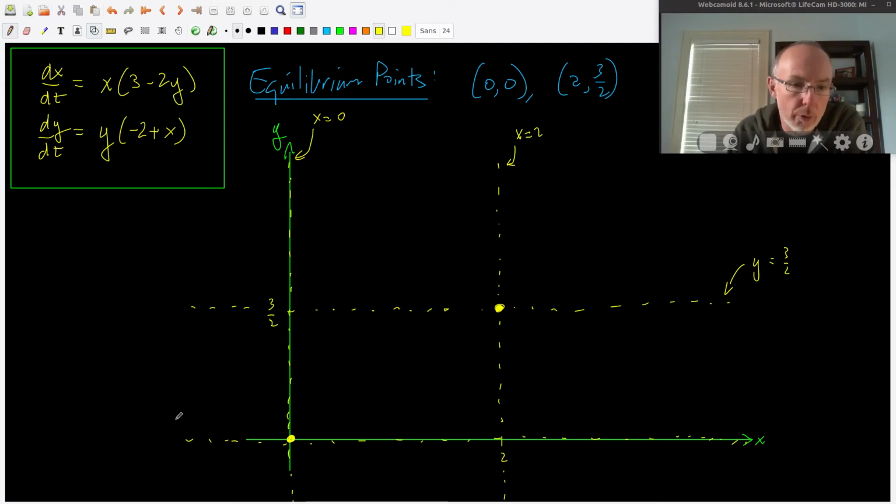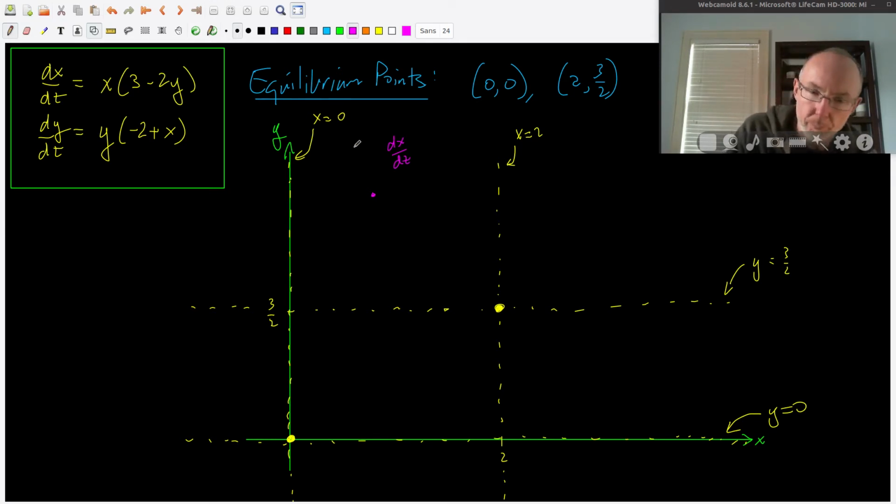Also, the line y equals 0, which is the x-axis, is also a line along which y is not changing. So those lines are special. And what we're going to do is look at the regions in between them. So for example, let's think about a point in this region. So x is between 0 and 2, right? So what happens to x when we're between 0 and 2? What's the rate of change of x?